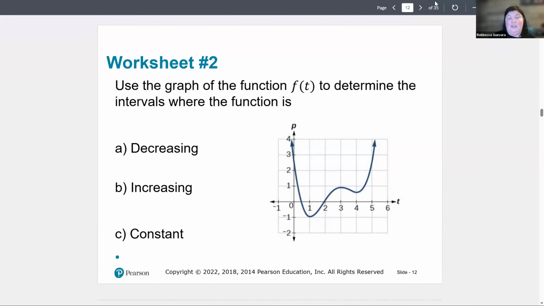Just as a reminder, a function doesn't have to have an increasing, decreasing, and constant interval. It could have only one of those intervals. It could have 2 of them. It can have all 3.